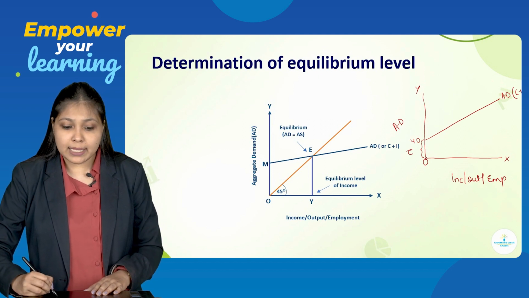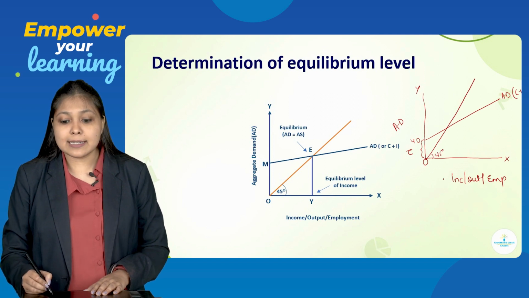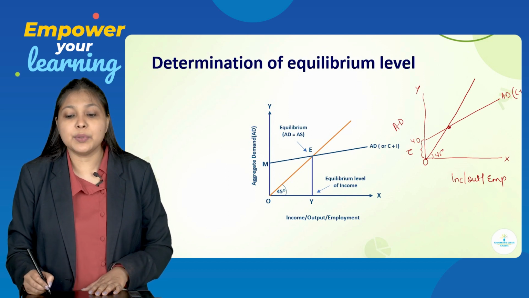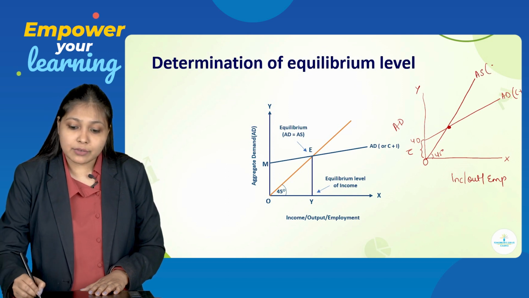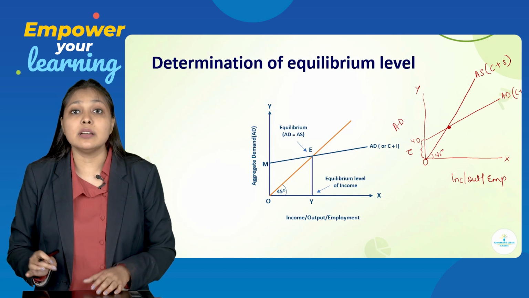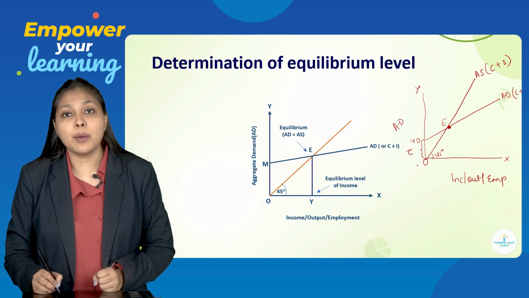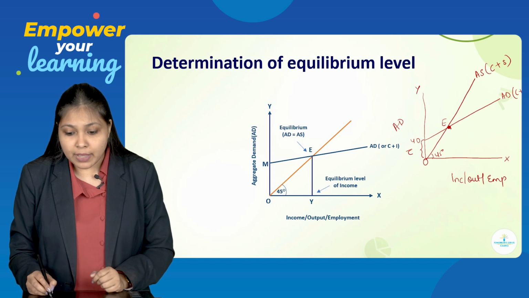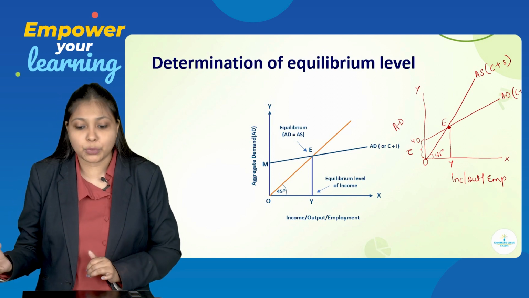Then I will draw my AS curve, which is a 45-degree angle. That is my AS curve. Now this becomes my equilibrium point, where my AD curve and AS curve are intersecting, meeting at a point. So, this becomes my equilibrium point where AD and AS curves are meeting each other. If I draw a straight line down, this becomes my equilibrium level of employment, income or output.